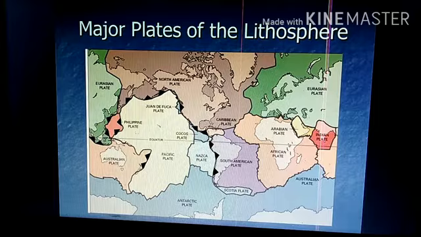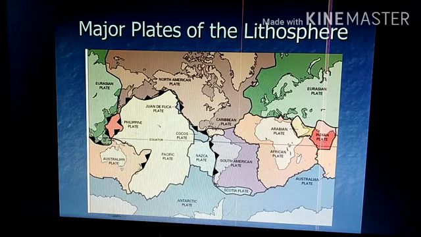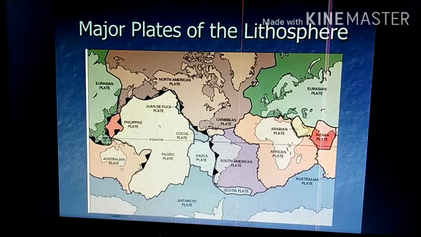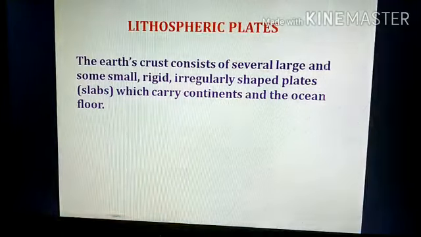The whole lithosphere is broken into number of plates. These blocks of landmass are known as lithospheric plates. Today we will discuss about lithospheric plates and its movements. This is the picture of lithospheric plates. How can you see the lithospheric plates on the earth crust?